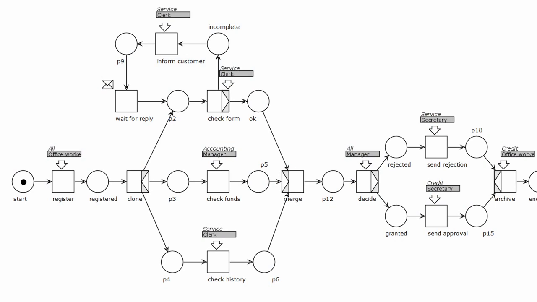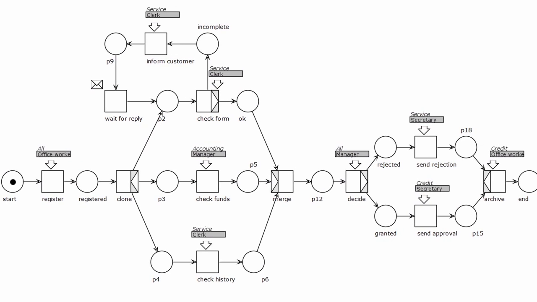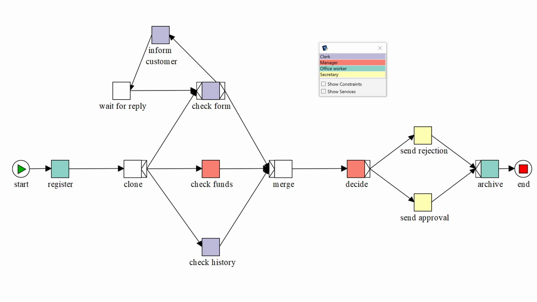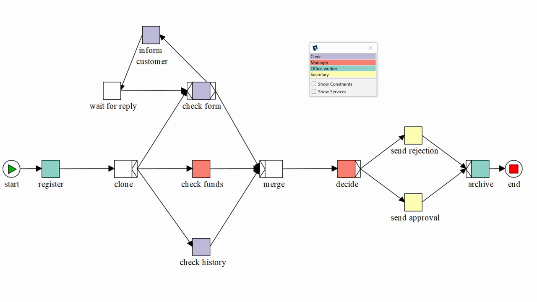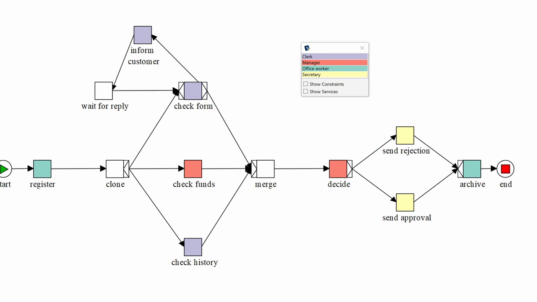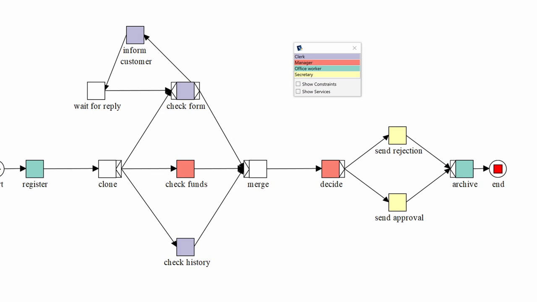Today I'll show you a new feature of WoPeD, the export to YAWL. WoPeD and YAWL are two tools with different functionalities. In WoPeD you can edit and simulate workflow nets. In YAWL you can automate business processes. Both tools have workflow nets as a common basis.